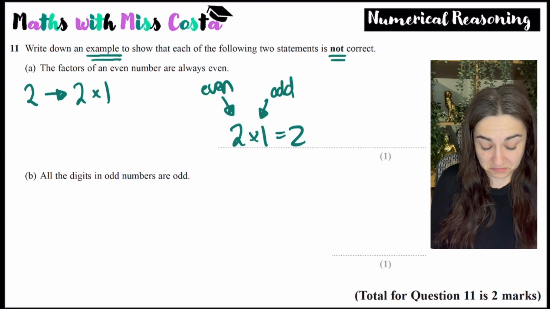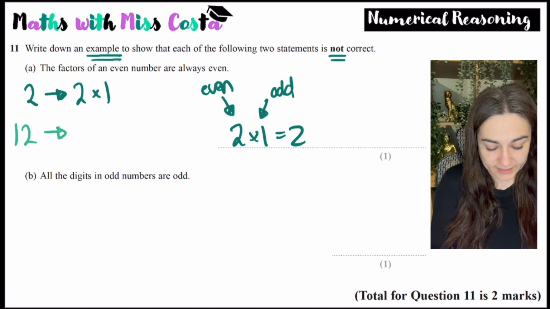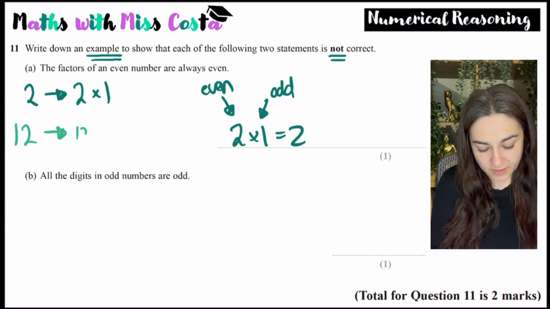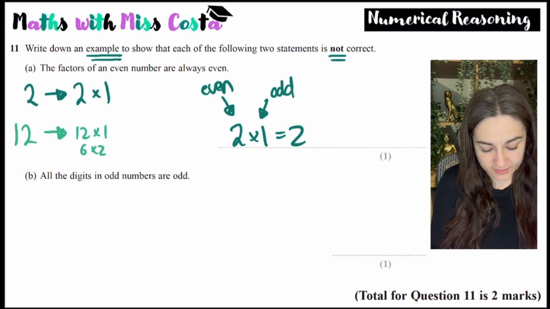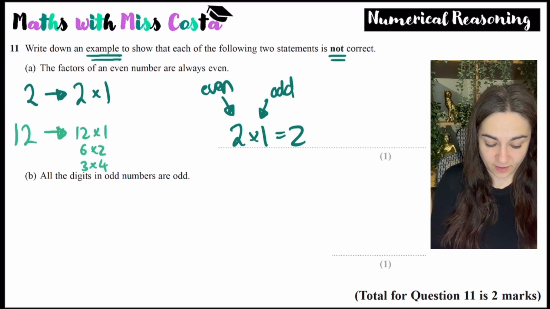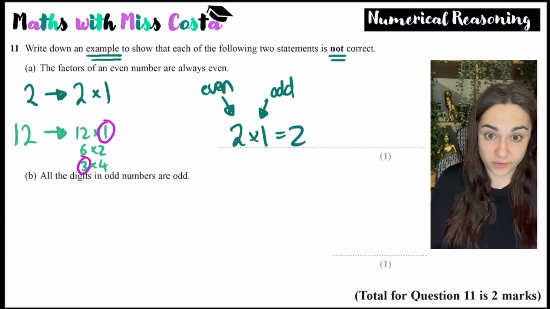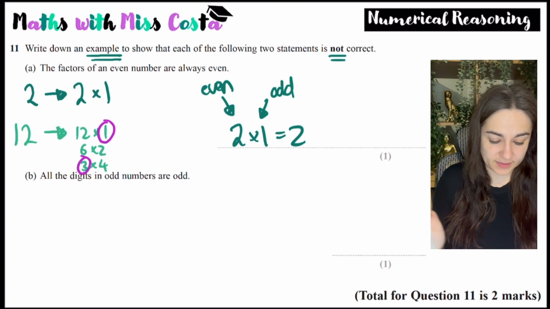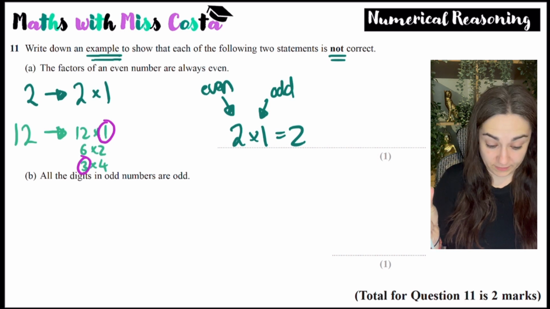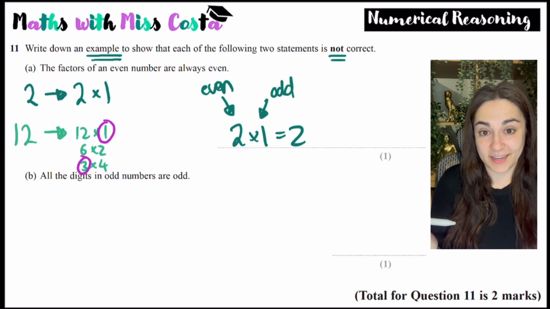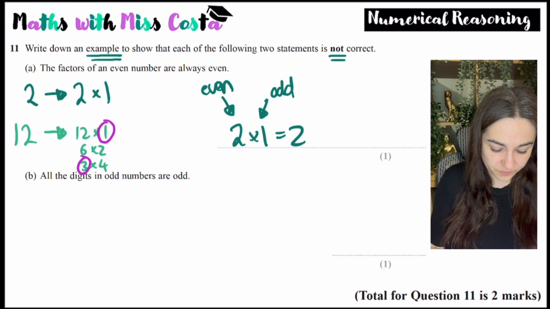You could have chosen any, let's do another one you could have done. So the factors of 12 are, what are they? We have 12 times 1, 6 times 2, and 3 times 4. So in this example, 1 and 3 are not even, they're odd. So that disproves it. So you just have to find any even number that has factors that aren't all even.